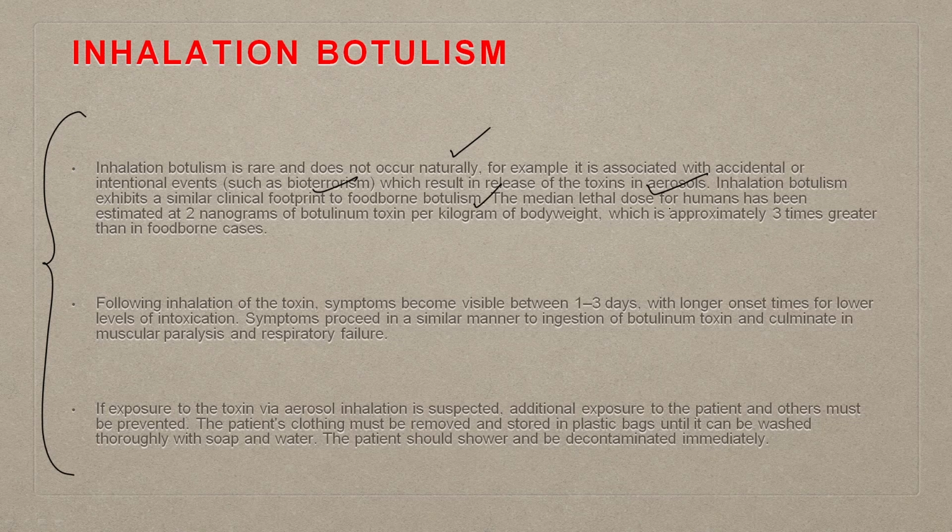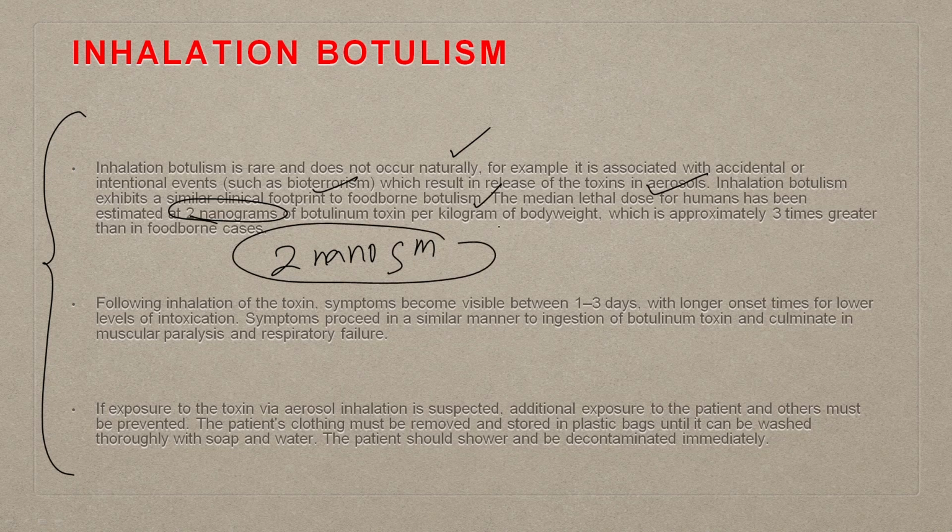The median lethal dose for humans has been estimated to be 2 nanograms per kilogram of body weight. So, just realize how potent botulinum toxin is. If your body weight is 60 kg, it means you need 120 nanograms, which is approximately 3 times greater than the foodborne cases.